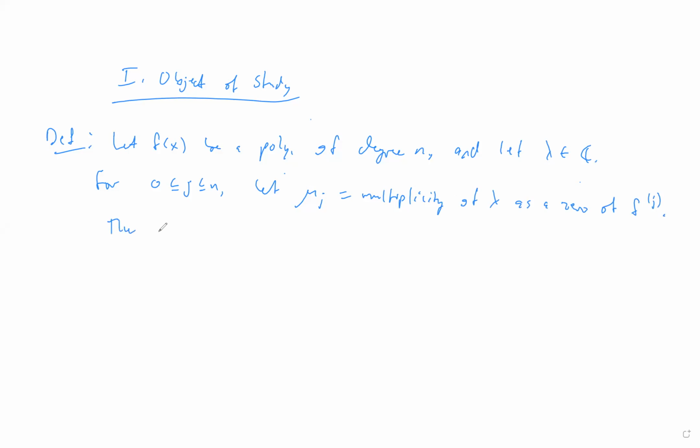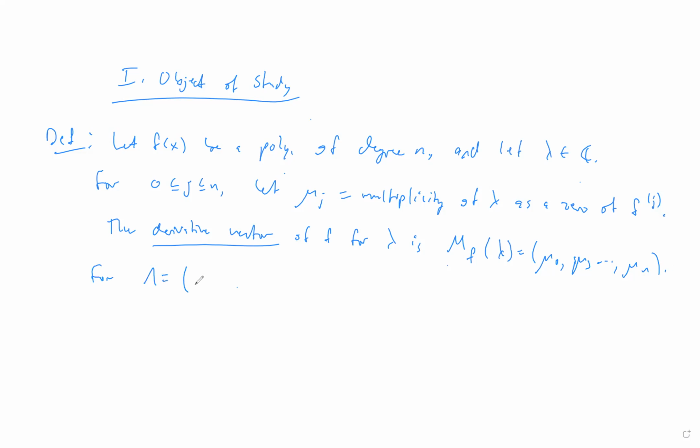Then we say that the derivative vector of f for this value lambda is going to be written m_f(lambda). This is the (n+1)-tuple mu 0, mu 1, up to mu n. More generally, we can look at different values of lambda simultaneously. If we let big Lambda be an m-tuple, lambda 1 through lambda m, we can define the derivative array, which is just looking at all of these derivative vectors at the same time.